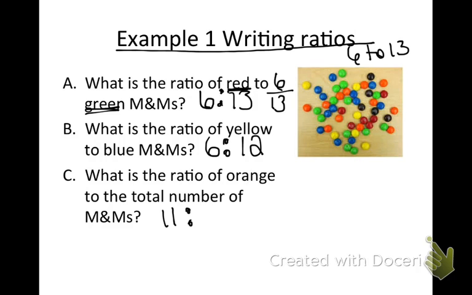Okay, so I'm not sure if I really need to count them or if I can add them up, because I counted my red, which was 6, my green, which is 13, so I'm going to say that's 19, plus my yellow is 25, plus my blue makes 37, plus my orange, I believe that would be 48 M&Ms. So I can write my ratios in this way.